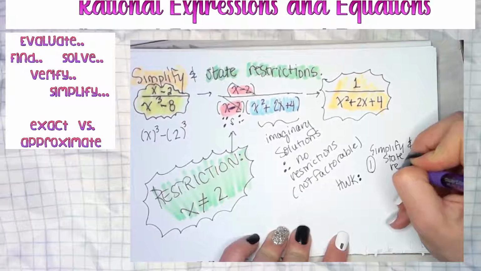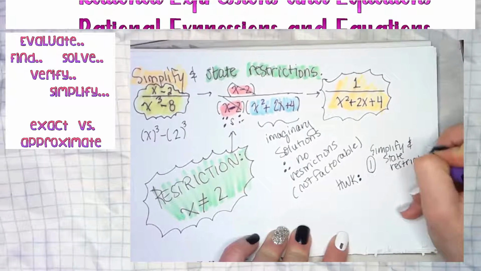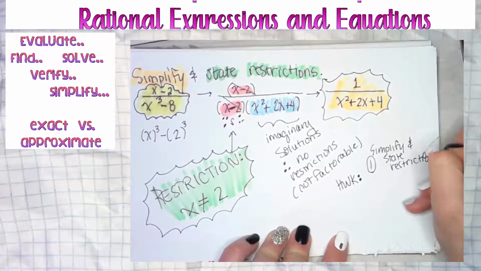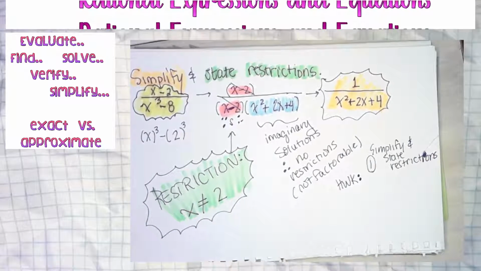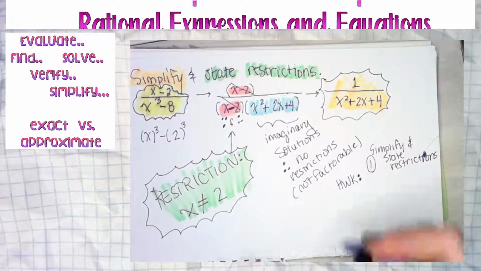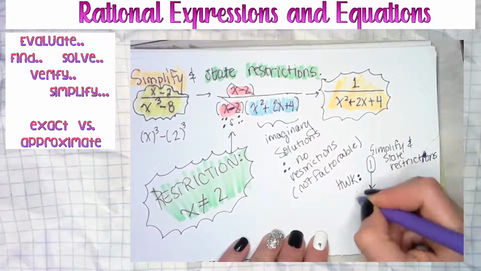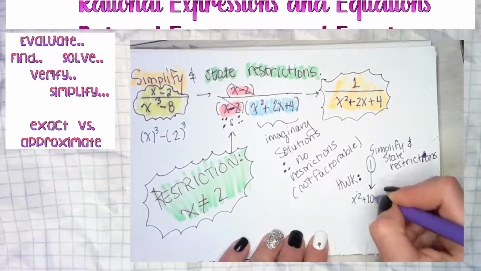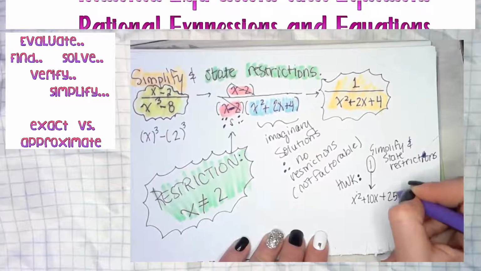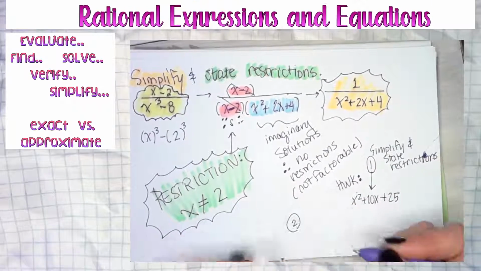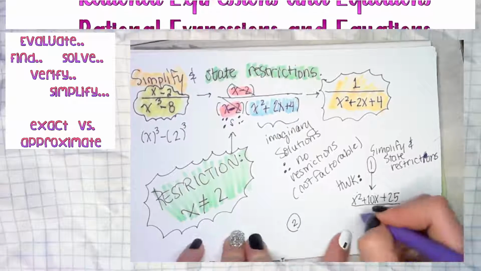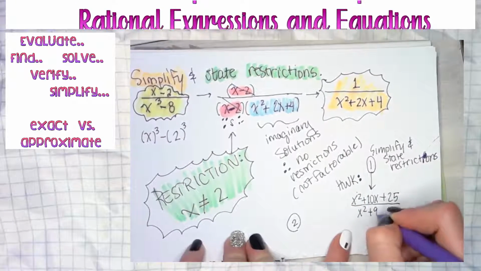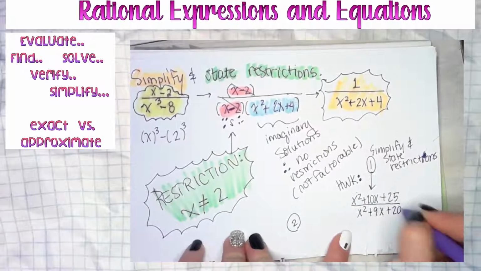Simplify and state restrictions. That's a big dot on that i. Simplify and state restrictions. So number 1, x squared plus 10x plus 25 will be my numerator. And number 2, oh, duh, that's my numerator. How about a denominator? Hello. X squared plus 9x plus 20. That's the first one.